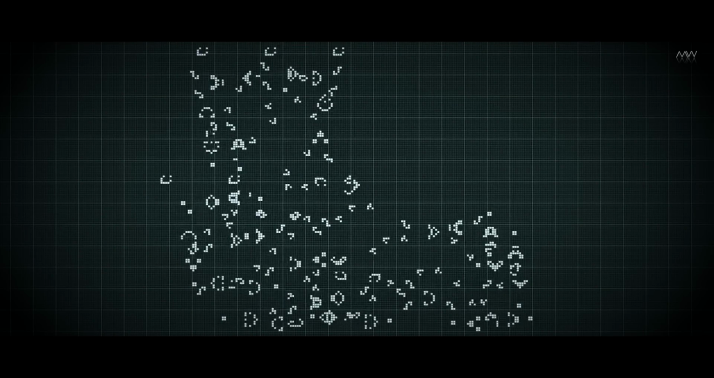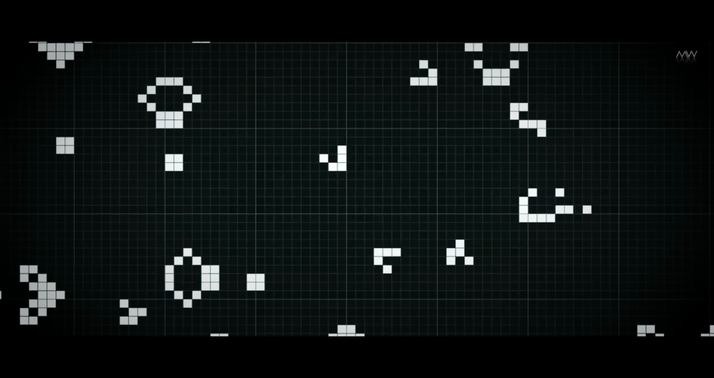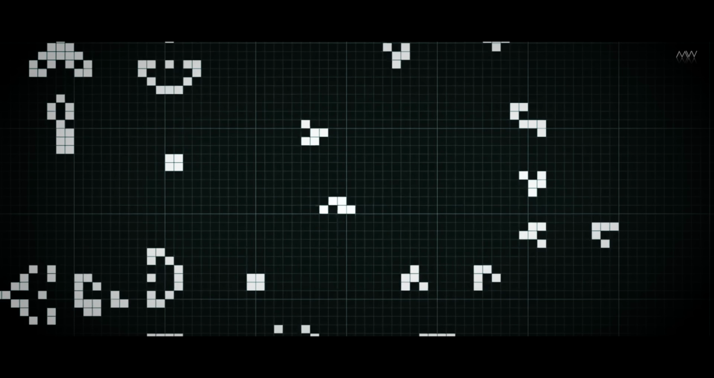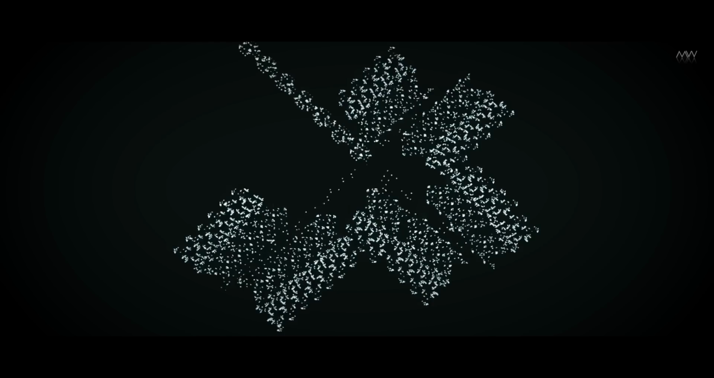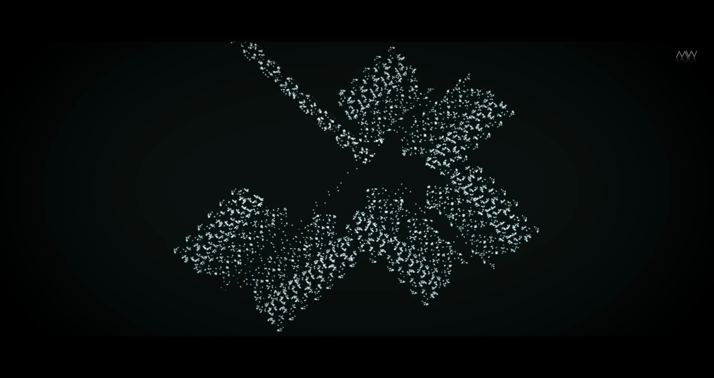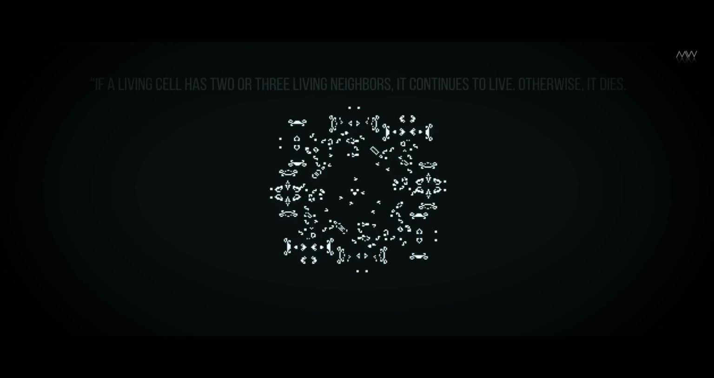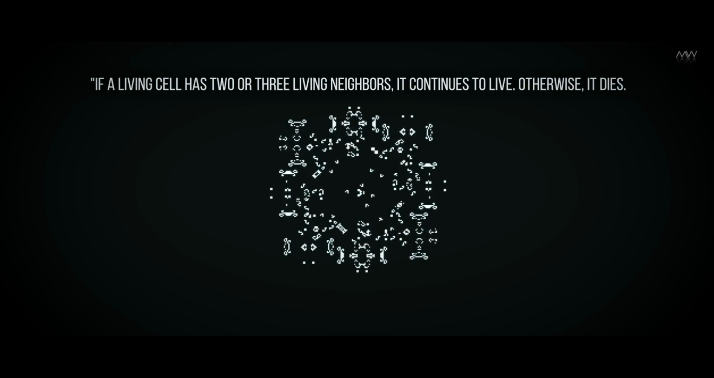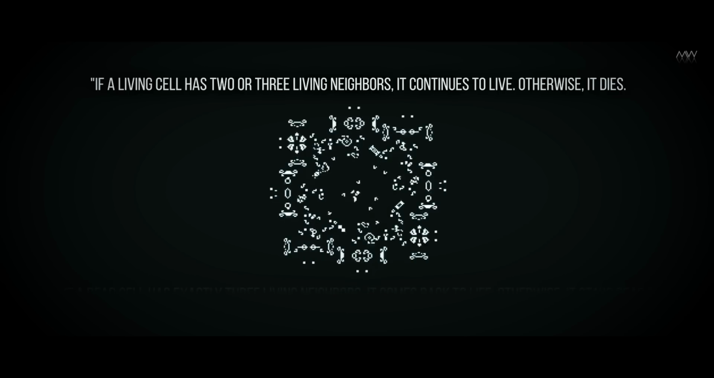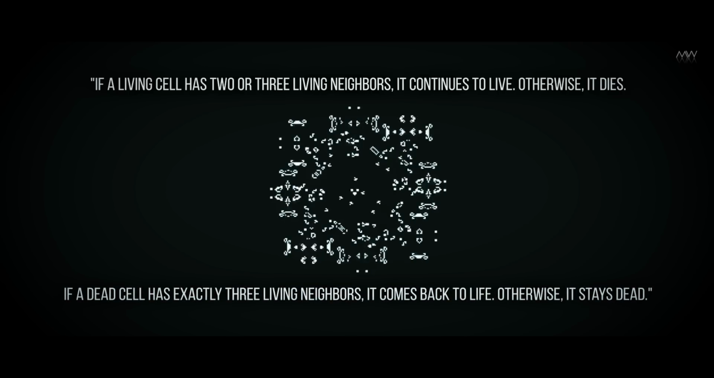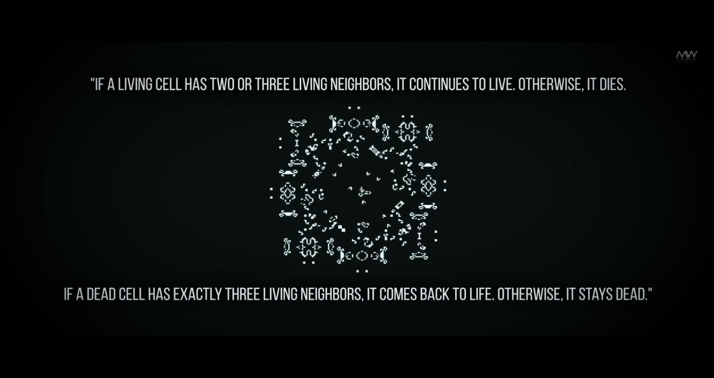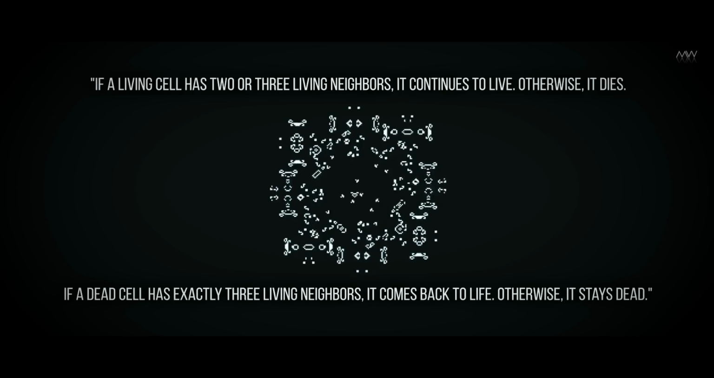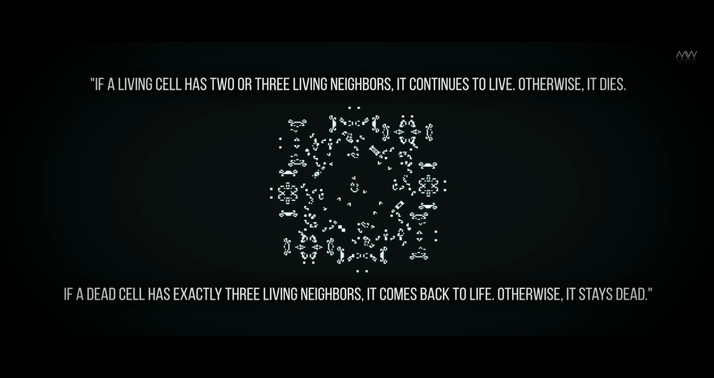Consider the game of life, a cellular automaton in which a grid of cells, living (white) or dead (black), obey two simple rules, demonstrating the complex patterns that can emerge from basic interactions. If a living cell has 2 or 3 living neighbors, it continues to live. Otherwise, it dies. If a dead cell has exactly 3 living neighbors, it comes back to life. Otherwise, it stays dead. It seems like such a simple concept, just 2 rules.